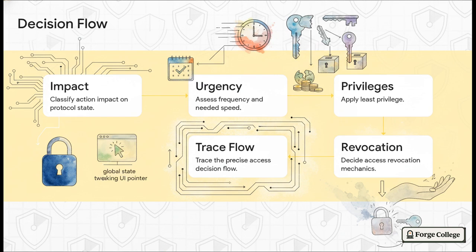Step 1. Classify the impact. Are we altering global state or just tweaking a UI pointer? Step 2. Assess urgency. Is this a high-stakes, once-a-year upgrade or a low-impact daily chore? Step 3. Apply least privilege to break down sweeping permissions. Step 4. Plan your revocation mechanics. Basically, how do we pull the plug if things go sideways? And Step 5. Trace the access flow.